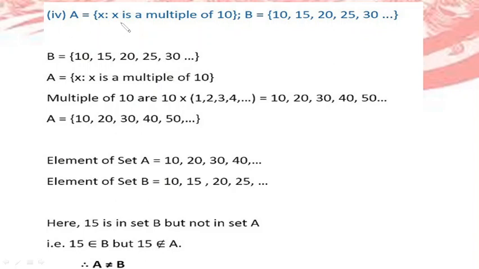Let's take the fourth part. A is x where x is a multiple of 10, and set B is given as 10, 15, 20, 25, 30 and so on. So set B we have written as it is. Set A, which form is this? Yes, this is set builder form. So first of all let's write it in roster form. Multiples of 10 means 10, 20, 30, 40, 50 and so on. Now elements of set A are these and elements of set B are these. Now if you look at 15, 15 is in set B, but do we have 15 in set A? No, we don't have 15 in set A. So it means A and B are not equal sets.